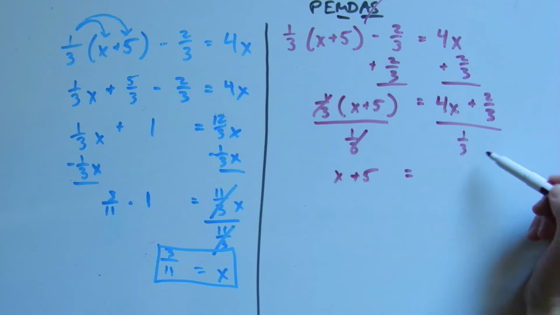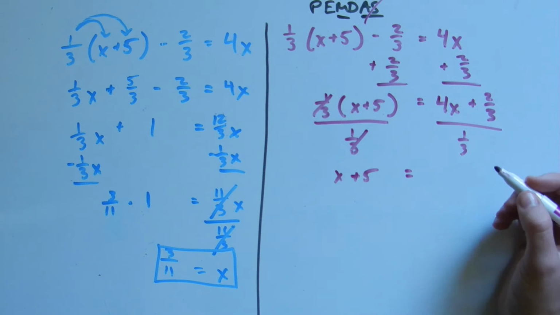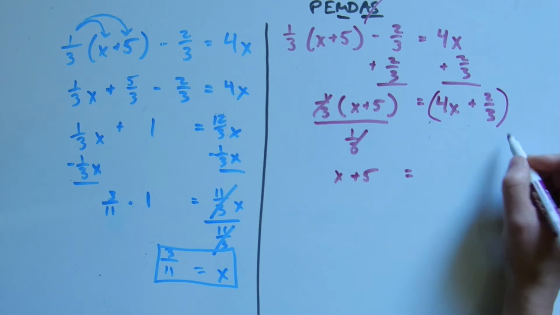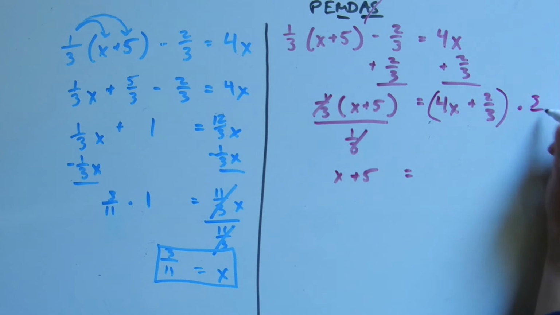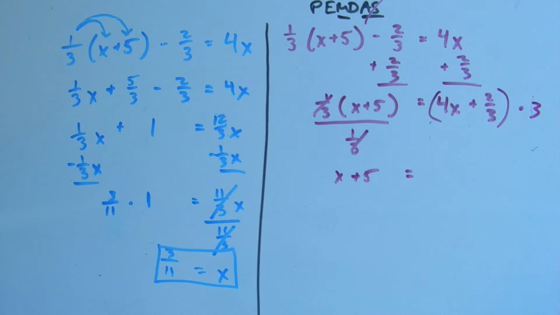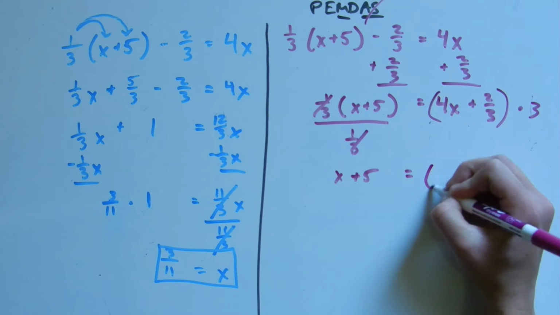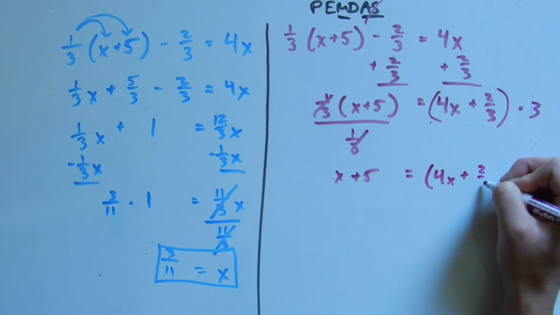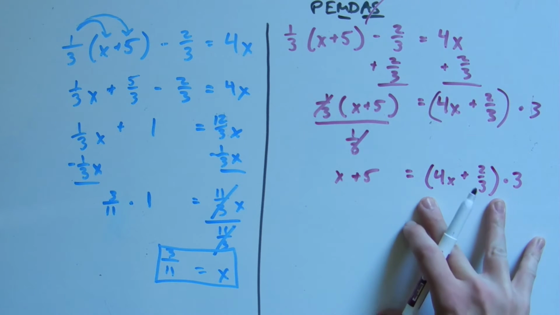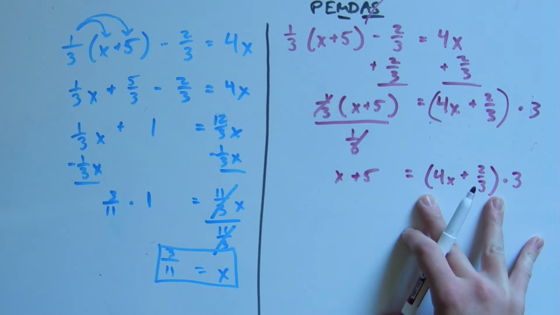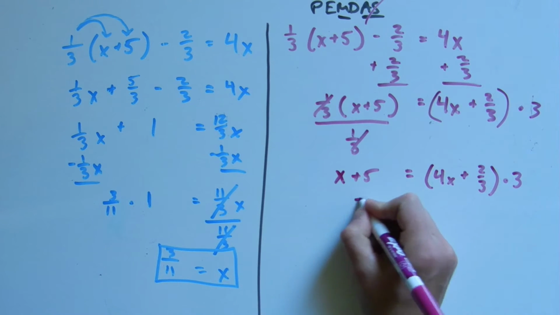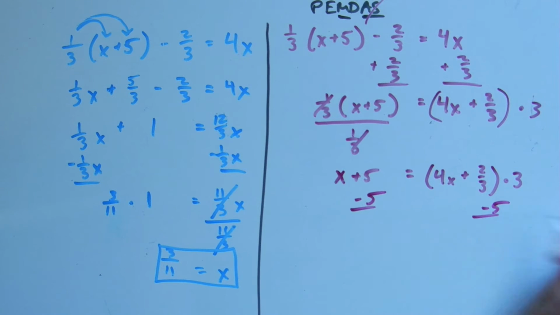Remember, dividing by a fraction is the same as multiplying by the reciprocal. So really, we could say this whole term, as opposed to being divided by 1/3, is multiplied by 3/1, which is really the number 3. So we have 4x plus 2/3 multiplied by 3. So now we're going to have to use the distributive property again, but first, let's get x all by itself on the left-hand side. So subtract by 5 from both sides.